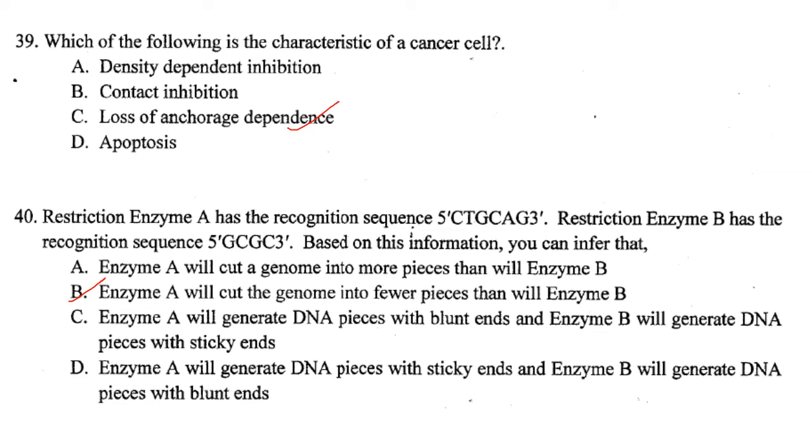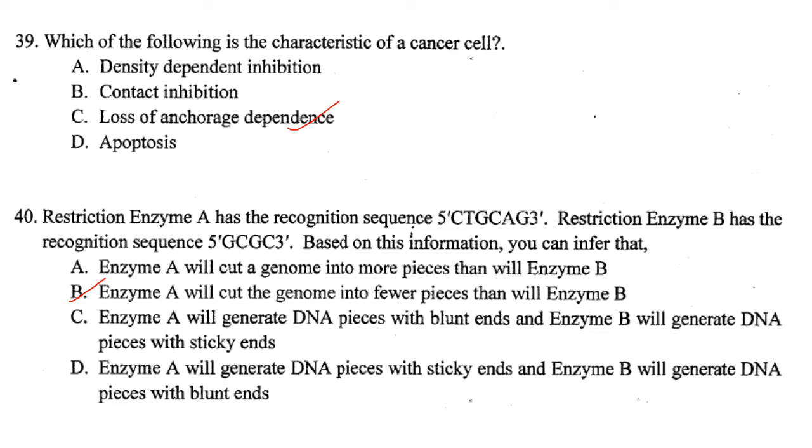Then restriction and recognition sequence. That is 5 prime CTGCAG 3 prime. Restriction enzyme B has recognition sequence 5 prime GC. Based on this inference, you can infer that. So now enzyme A, it has got how many nucleotides? 1, 2, 6 nucleotides. So 4 raised to 6.